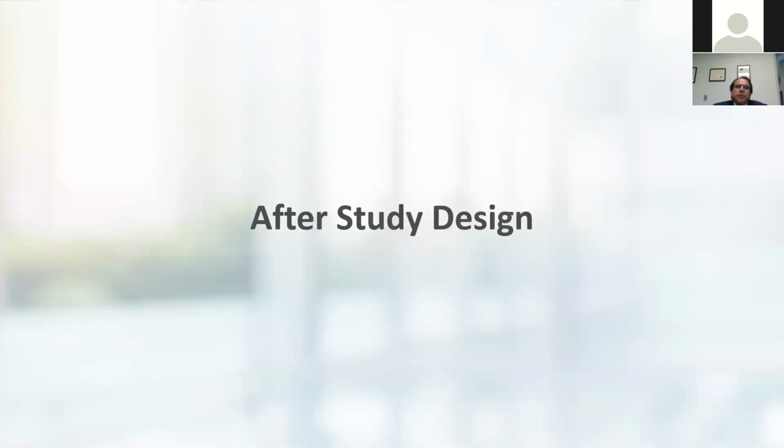Okay, these are the components that I mentioned at the study, before the study design. And now let's talk about after study design.